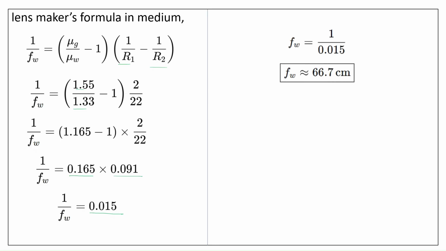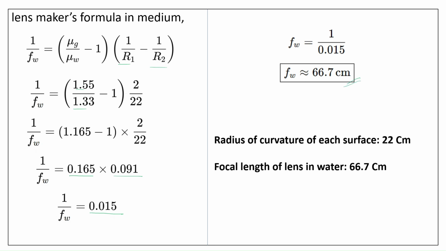So, Fw is equal to 1 by 0.015. Finally, we get Fw is equal to 66.7 cm. Therefore, radius of curvature of each surface is 22 cm. Focal length of lens in water is 66.7 cm.